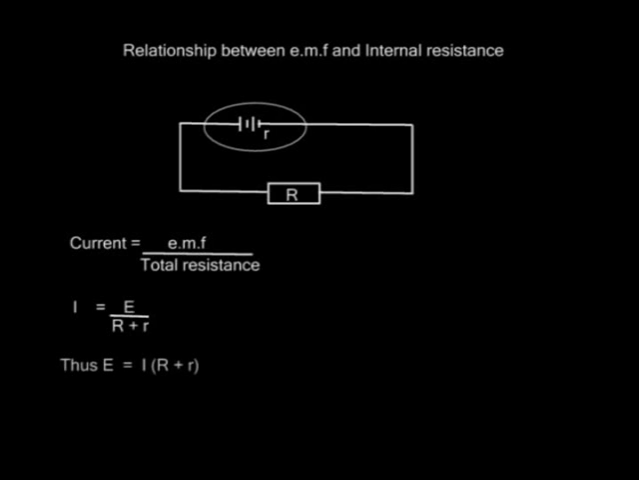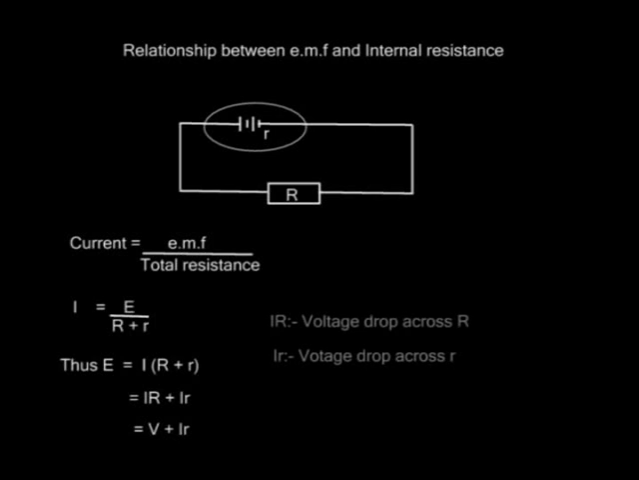Thus, E is equal to I into R plus r, which is equal to IR plus Ir, which is equal to V plus Ir. IR is the voltage drop across the external resistor R, while Ir is the voltage drop across the internal resistance. The voltage across the external resistor is called the terminal voltage, while the potential difference drop across the internal resistance is called the lost voltage.